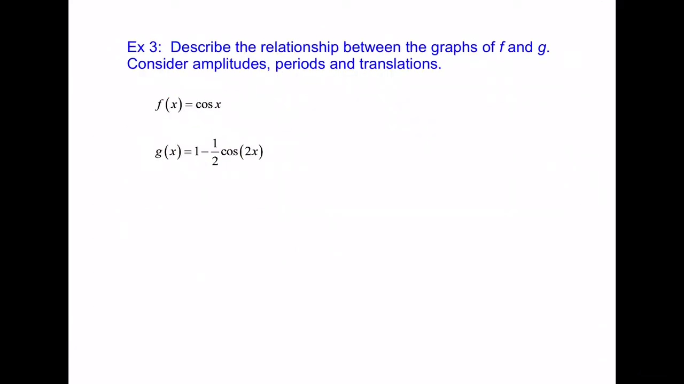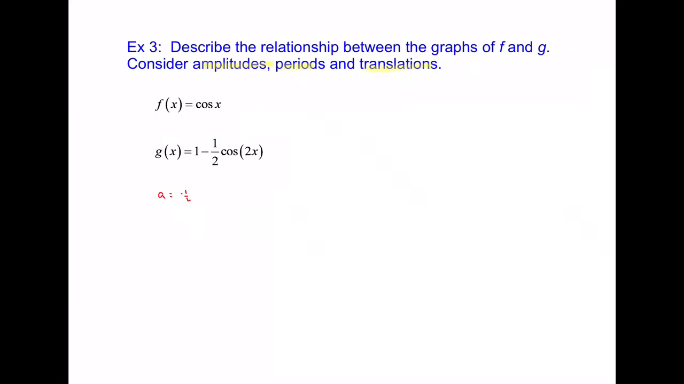Describe the relationships between the graphs of f and g. And so what we're looking for is the amplitudes, the periods, and the translations. That's what we're trying to compare between the two of these. So let's go ahead and write down what we know in terms of g. The a value is -1/2. So that's going to give us the reflection and the amplitude that we'll talk about.